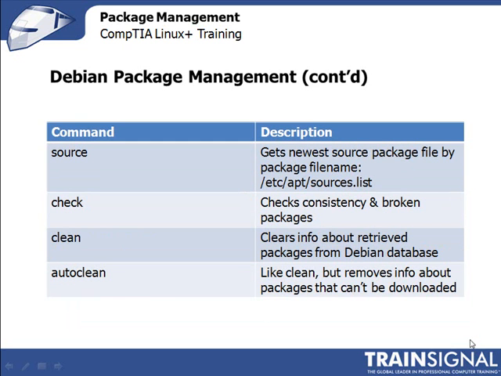Continuing our look at commands, source gets the newest source package file by package file name as it's indicated in the sources.list file. Check just goes out and does a consistency check for packages. Clean clears information about retrieved packages from the Debian database. And autoclean is just like clean, except it removes information about packages that can no longer be downloaded.